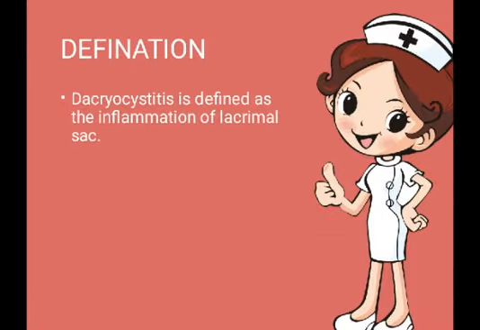So, definition. Basically, dacryocystitis is defined as the inflammation of the lacrimal sac. The word dacryocyst is related to the lacrimal sac, and the itis is related to inflammation. So in case of dacryocystitis, there is inflammation of the lacrimal sac.